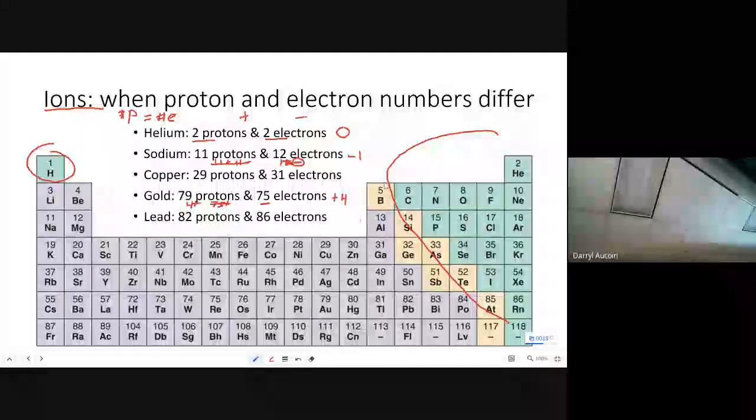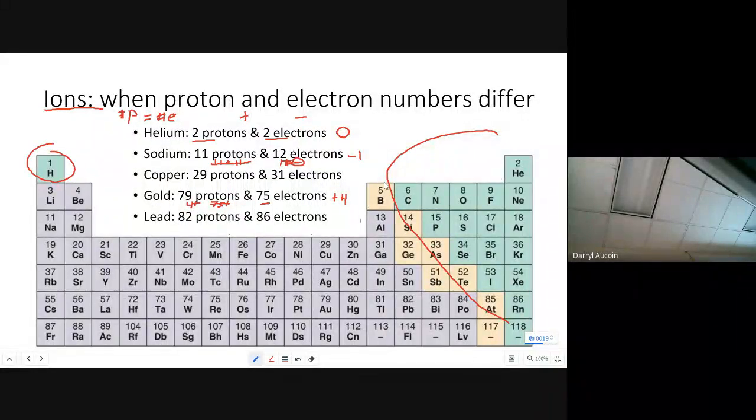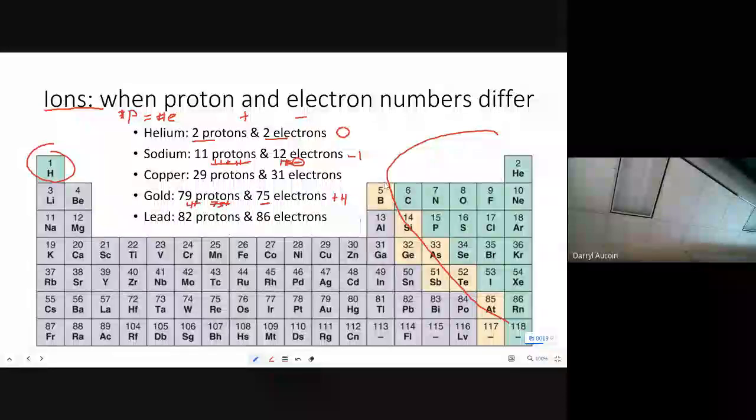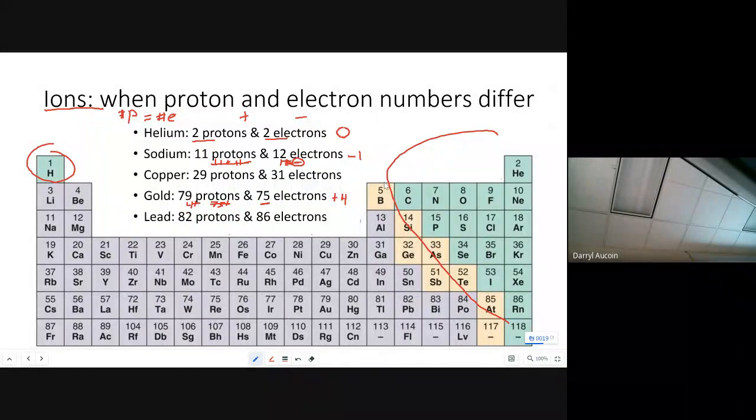So a gold ion, in this case, has 75 and 79. And there's all sorts of other gold ions as well. There's golds with a +1. Some golds have a +2. This gold's got a +4. Maybe other golds have a -1. But ions are when you have different numbers of electrons and protons.